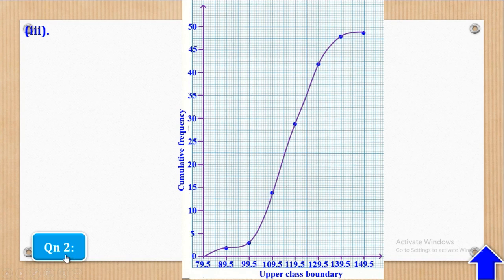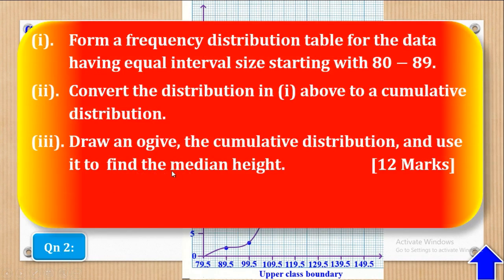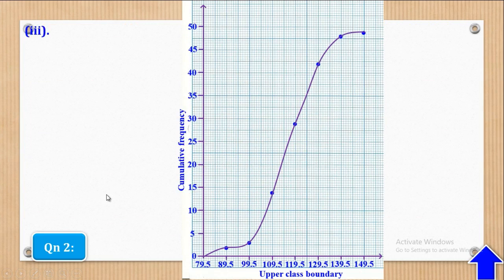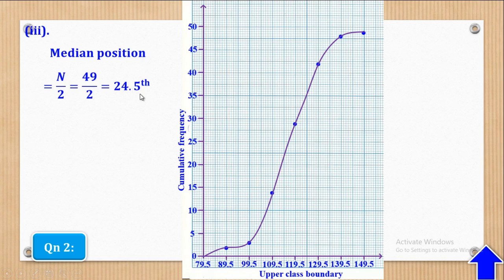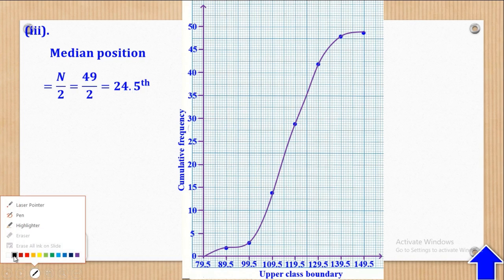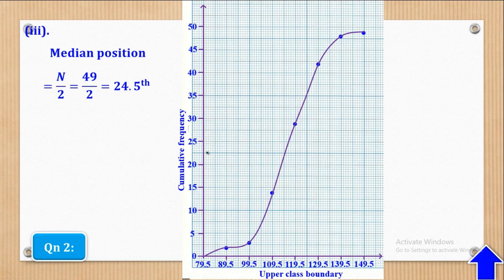Now after drawing the curve, they told us to use it to find the median height. Now for you to find the median height, you have to first get the median position. Median position is equal to N over 2. Now capital N is the sum of frequency, which is 49 over 2. You will come up with 24.5th position. So what you do, you'll come here and look for 24.5 here, then take a horizontal this side to meet the curve, then drop a perpendicular to meet the horizontal and read that value.